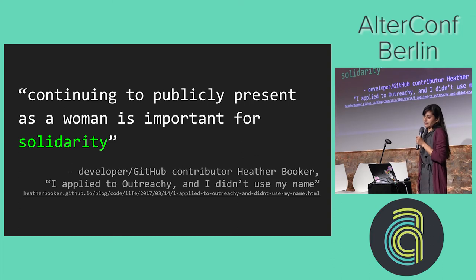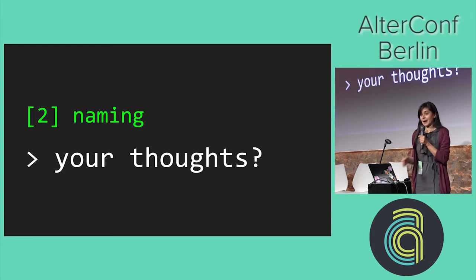However, I think GitHub contributor and software developer and fellow Recurse alum Heather Booker makes a good point when she says that continuing to publicly present as a woman, or whatever your identity is, is important for solidarity. It's important to be identifiable to other members of your same group who might also feel excluded in that community. And that's going to tie into our last point, which we'll look at in a moment. But for now, let's take another break from our sponsors, you, to exchange some ideas about this one. Take 1 minute.